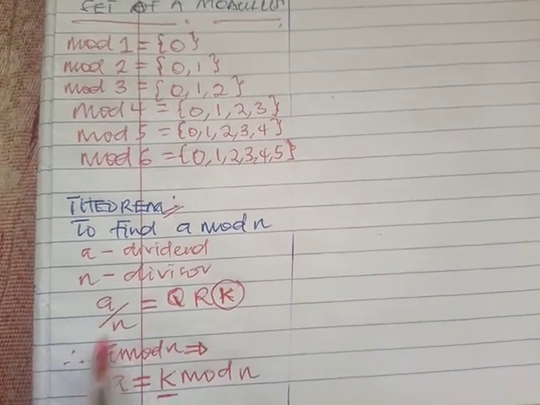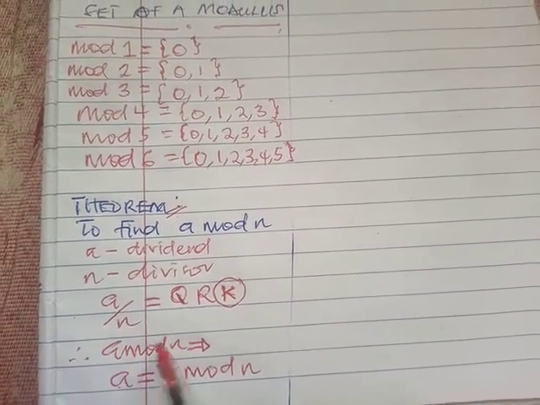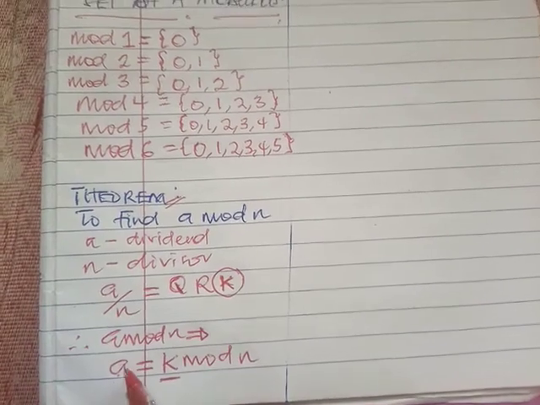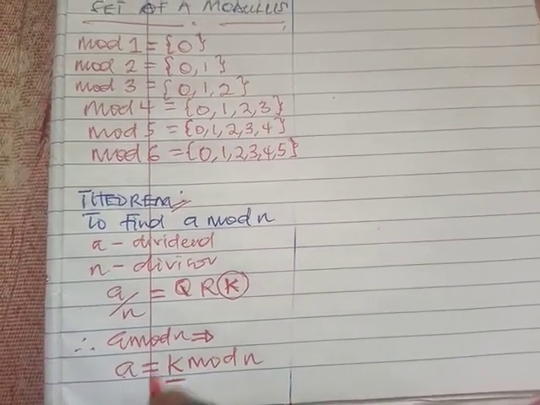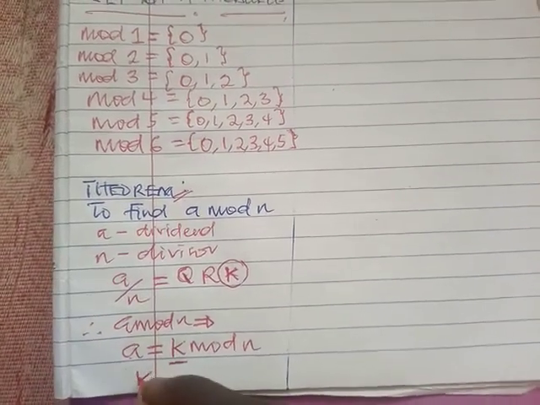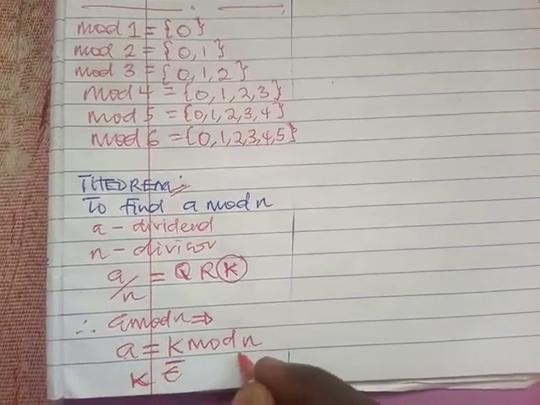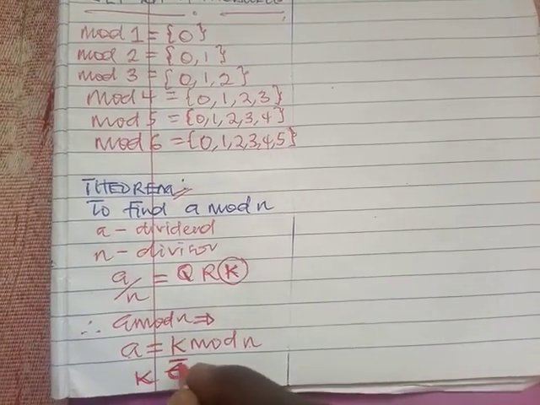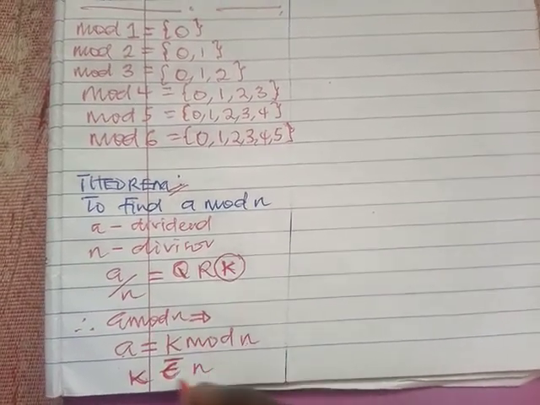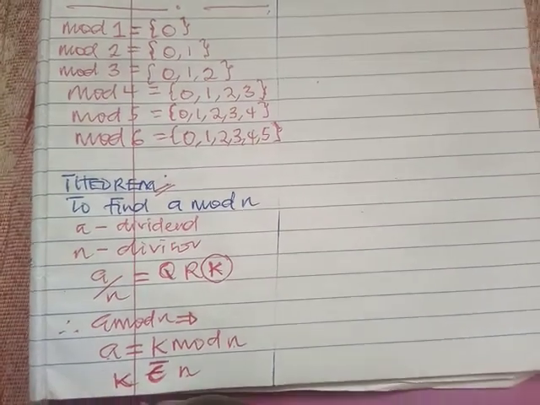So if you are given any problem a mod n, just divide a by n. The answer you get, the remainder you get, becomes your answer to the problem. And that remainder, that k, must satisfy this value. It must be in the set of values of n, where k is coming from n, or k can be seen in n.